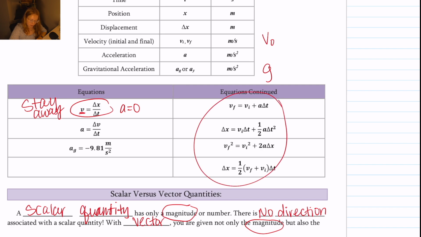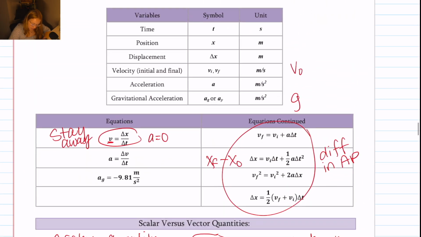All of these are useful. They look different in the AP version, but that doesn't mean it's not the same equation. They just, instead of delta x, they'll say xf minus x naught and things like that. Okay, so use this formula chart.